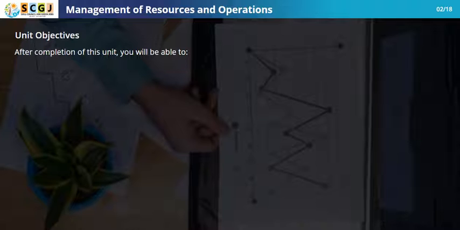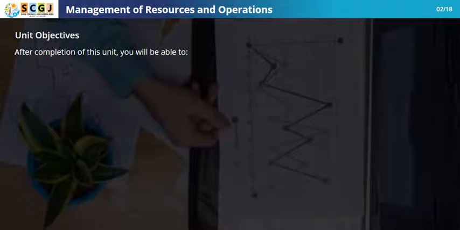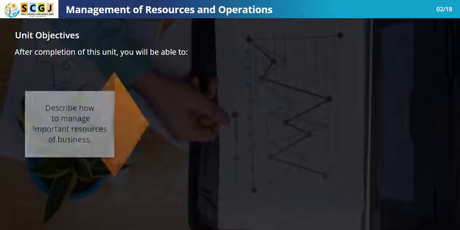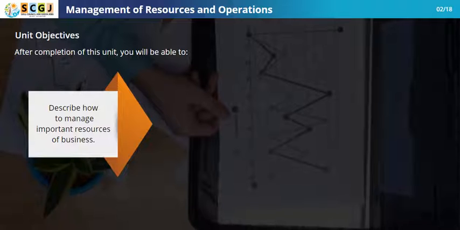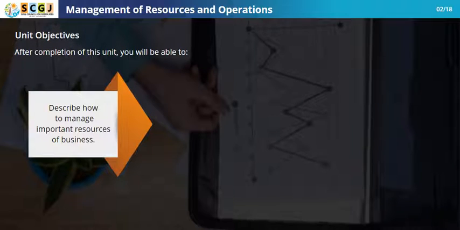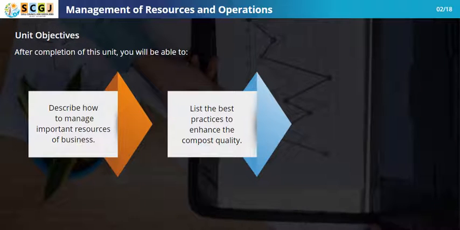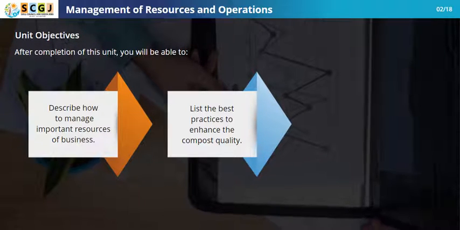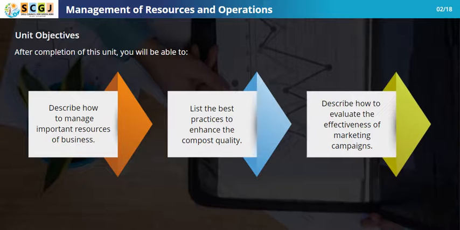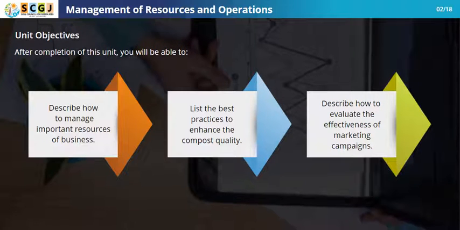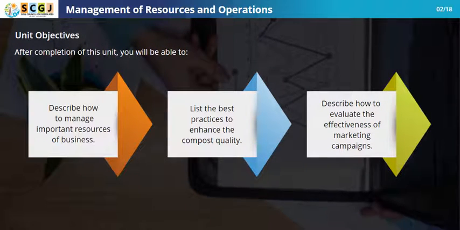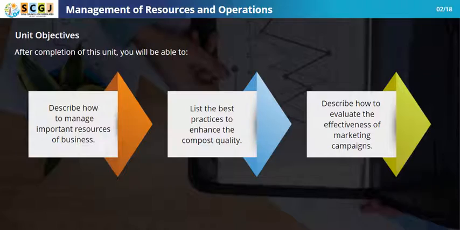After completion of this unit, you will be able to describe how to manage important resources of business, list the best practices to enhance the compost quality, and describe how to evaluate the effectiveness of marketing campaigns.